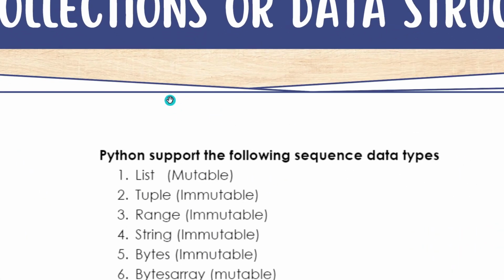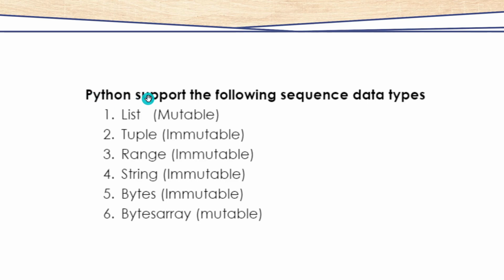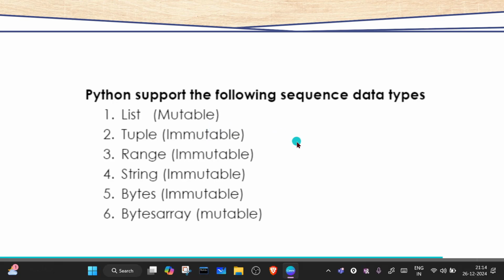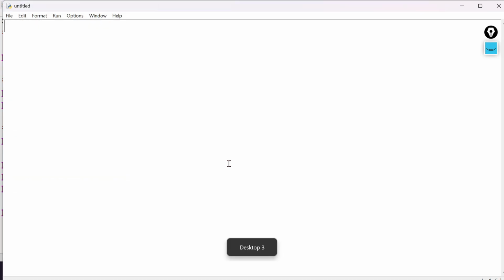Let's try to understand this. Python supports the following sequence data types. What are they? List, tuple, range, string, bytes, and bytearray. So these are the data types supported by Python. What is the meaning of mutable and what is the meaning of immutable? So let me take a new slide.